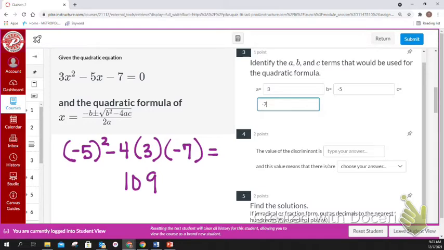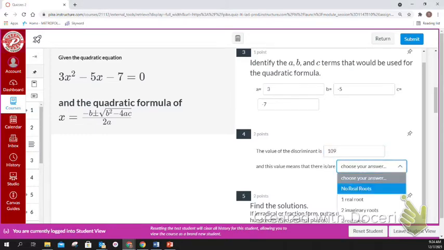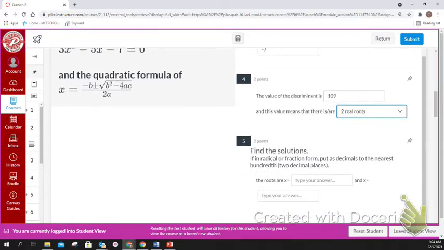What does that mean? 2 real roots. So you should type 109 here, where it says type your answer. And that means you have 2 real roots. So in order to find your solution, take the square root of 109, and it says to 2 decimal places.